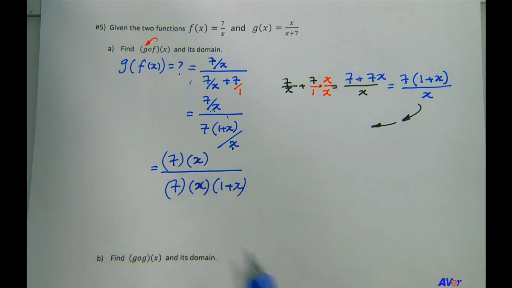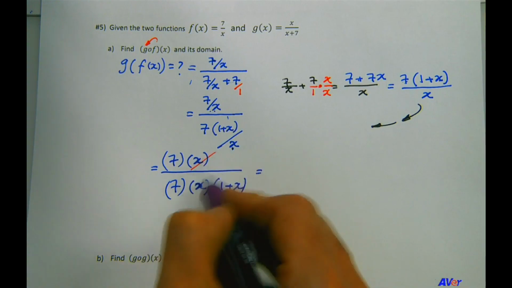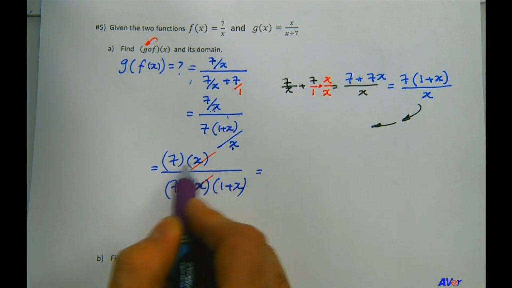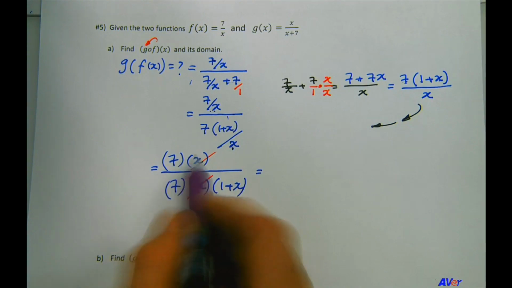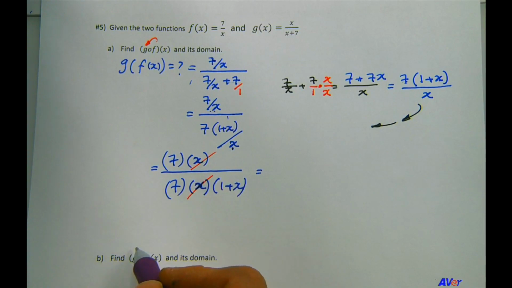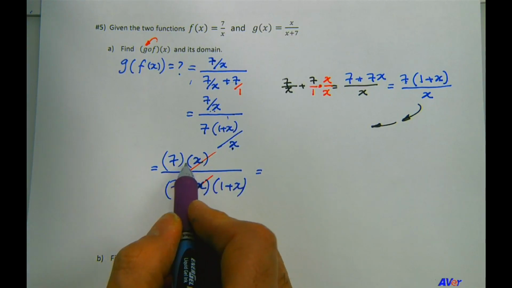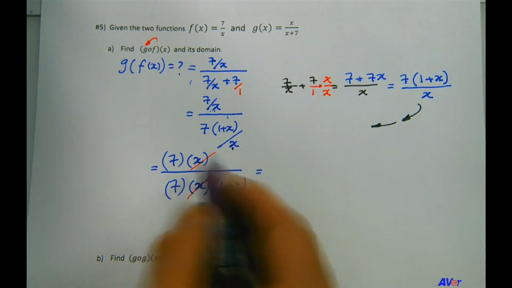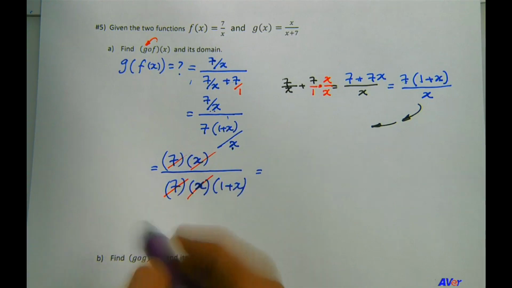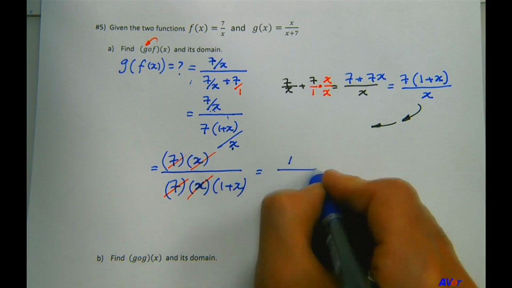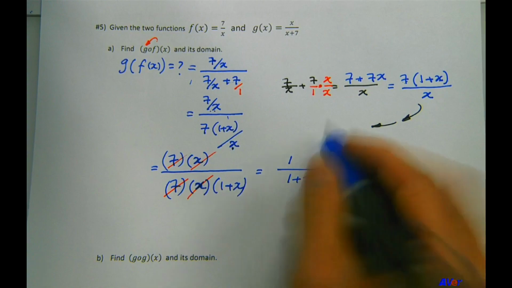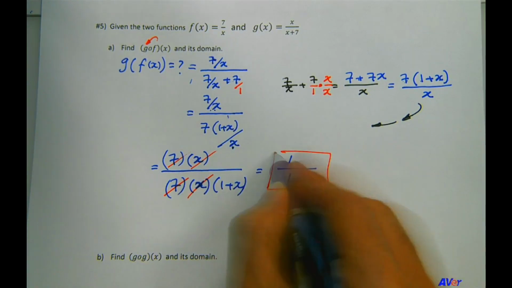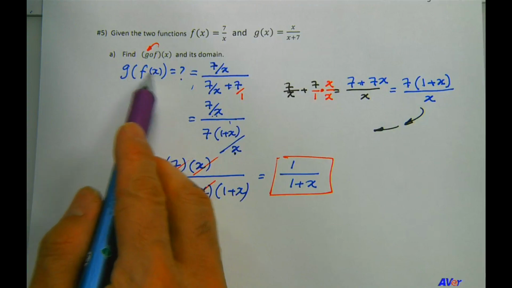So now, is there anything we can do to simplify this? Absolutely, right? x and x cancel because everything is being multiplied. Remember, if there was addition or subtraction between 7 and x, we could not do that. We can simplify x and x because everything is being multiplied and divided here. And then also 7 and 7 cancel out. We end up with 1 over 1 plus x. So this is the composition function of g and f with f inside g.